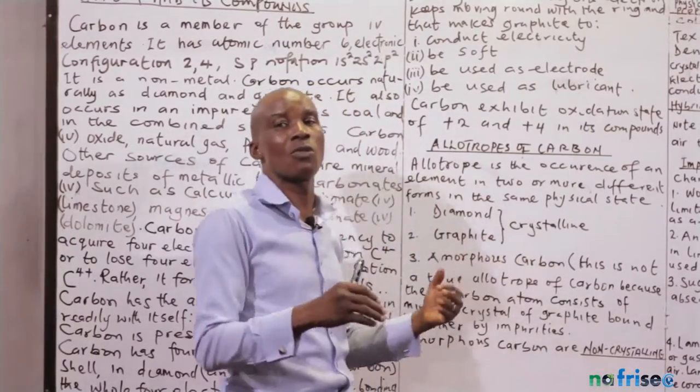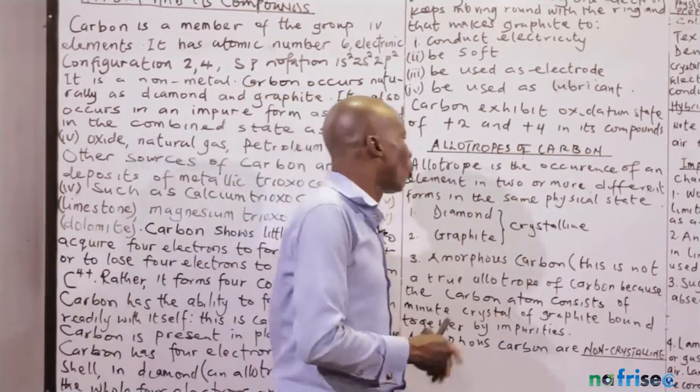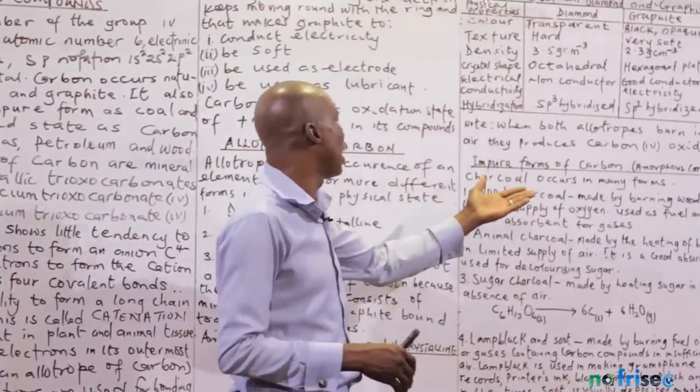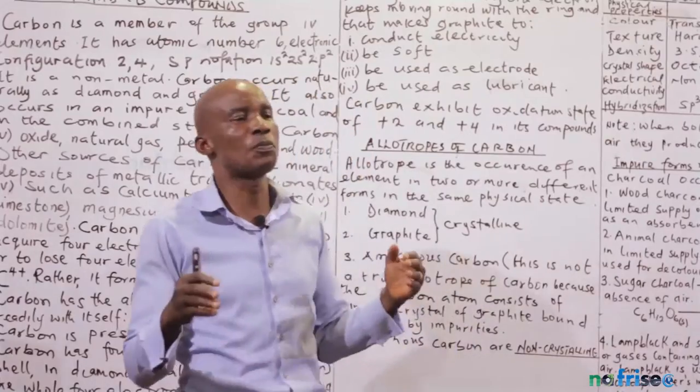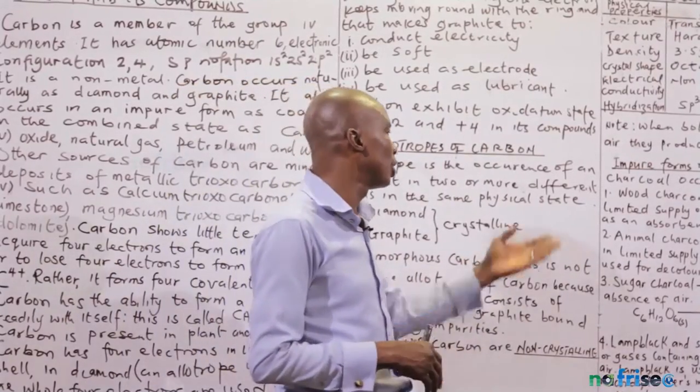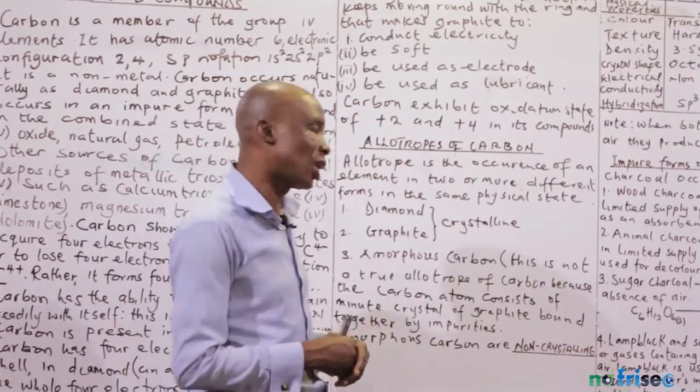Let's look at these forms one after the other. Wood charcoal is made by burning wood in a limited supply of oxygen. When wood is burned in a limited supply of oxygen, you have wood charcoal.